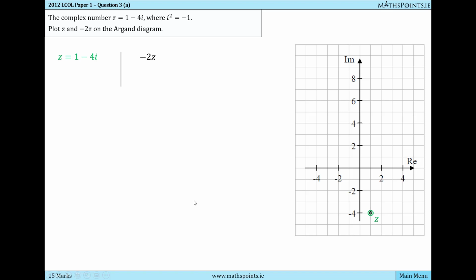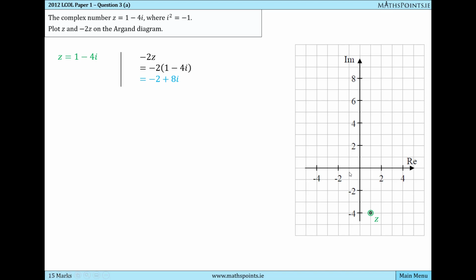Minus 2z, there's going to be a little bit of a calculation first. Minus 2z is minus 2 multiplied by z, which is 1 minus 4i. So place z in a brackets beside the minus 2. We're going to multiply this out, so minus 2 by 1 is minus 2, and minus 2 by minus 4i is plus 8i. So minus 2z can be better represented as minus 2 plus 8i, which is quite easy to place on our Argand diagram.